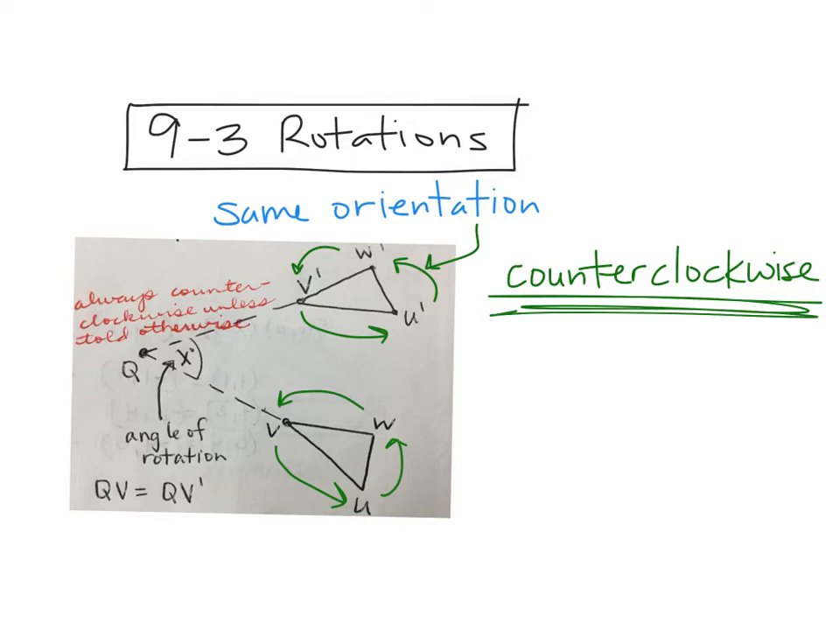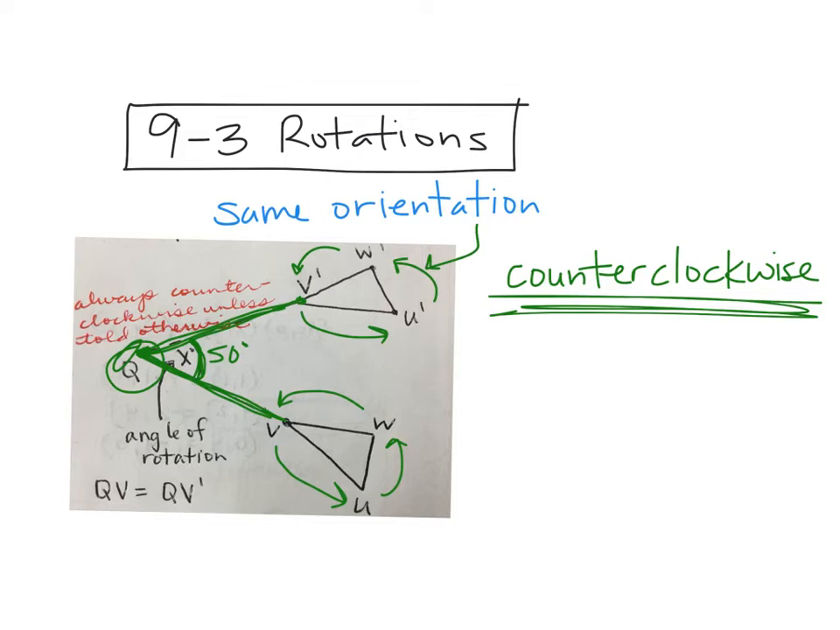Here's what you're doing. You're going to rotate around some point. So in this case, that is point Q, the point of rotation. So when I rotate around that point Q, if I draw a line to V, my angle of rotation is here. Whatever angle I make here is my angle of rotation. So say I wanted to rotate 50 degrees, okay? I would rotate 50 degrees to get to V prime.